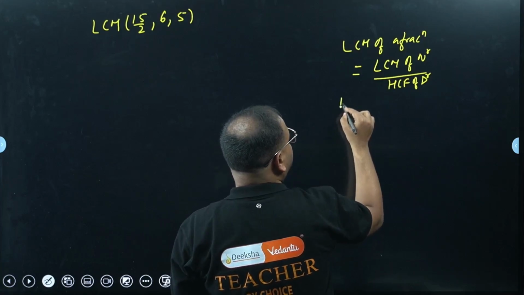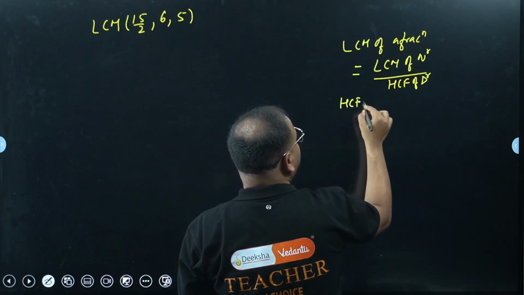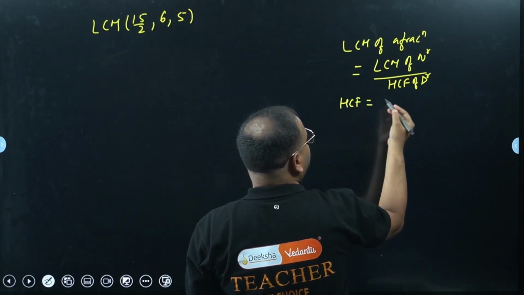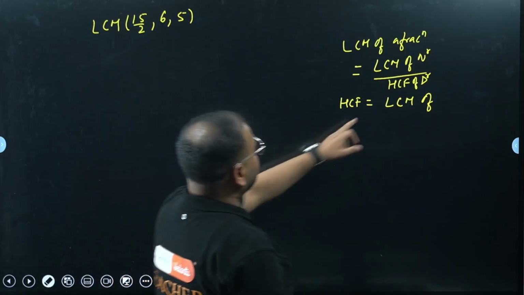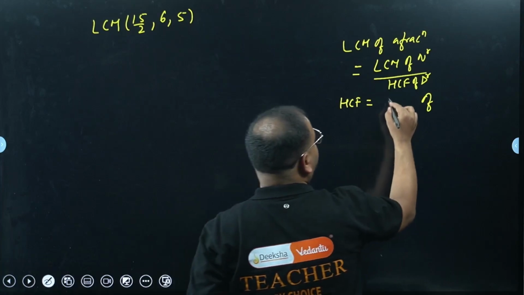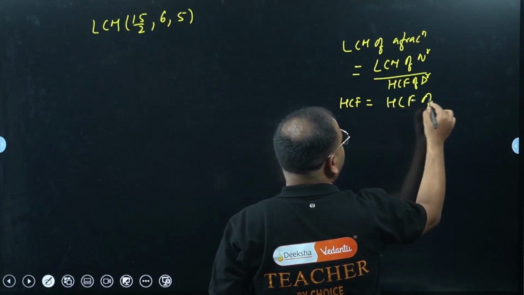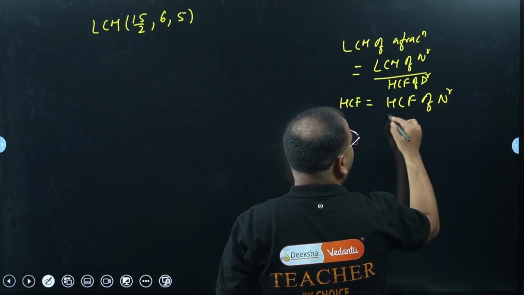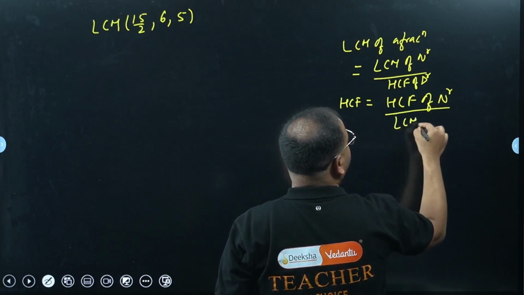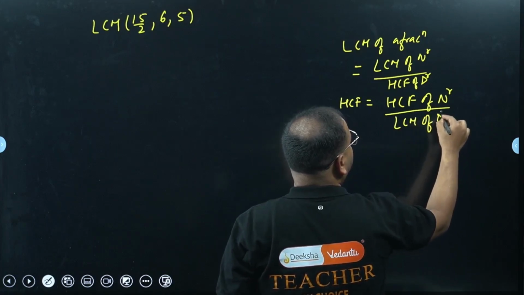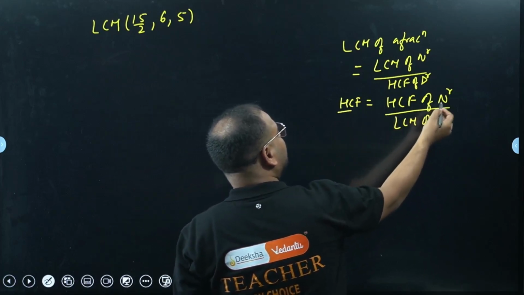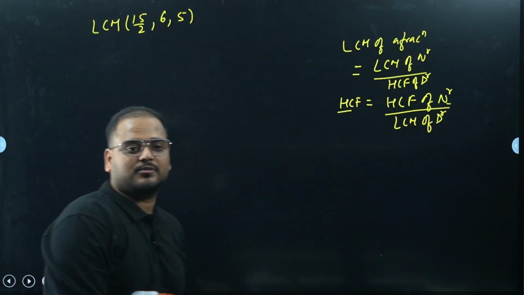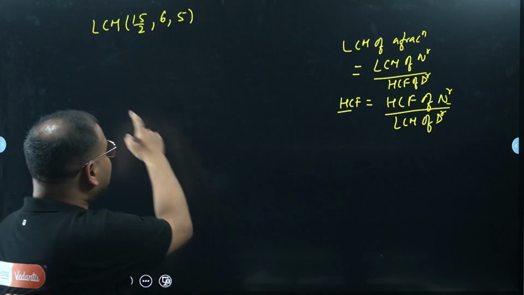What about HCF of a fraction? This will be equal to HCF of numerator upon LCM of denominator. I wrote it incorrectly earlier. Whichever we are finding, for that we find the numerators with the same operation. Okay, so we are finding LCM here.